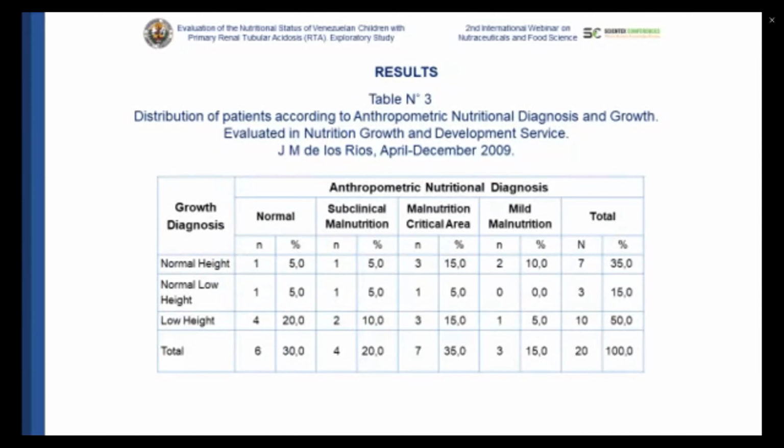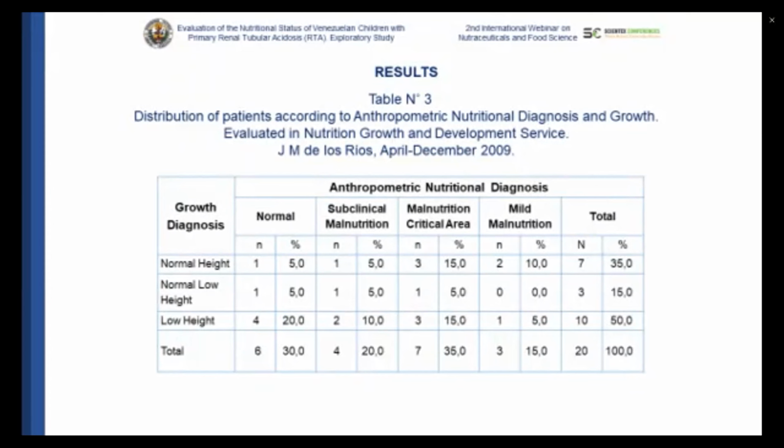But when all the anthropometric diagnoses of nutrition and growth are related, the prevalence are as follows. Low-high with normal nutrition is 20%, low-high with subclinical malnutrition 10%, low-high with malnutrition in critical area 15%, and low-high with mild malnutrition 5%. Low normal high with normal nutrition 5%, low normal high with subclinical malnutrition 5%, and low normal high with malnutrition in critical area 5%. No cases were found with low normal high with mild malnutrition.